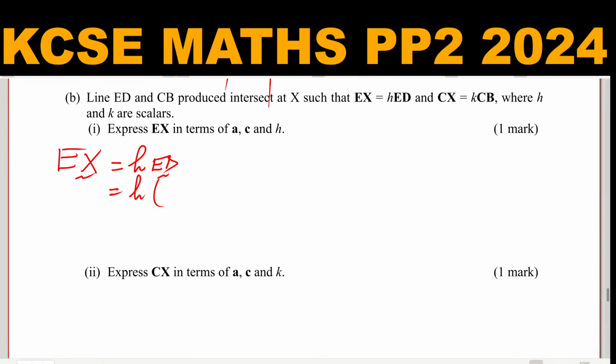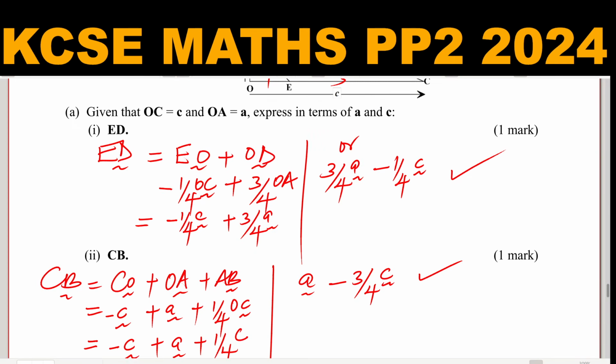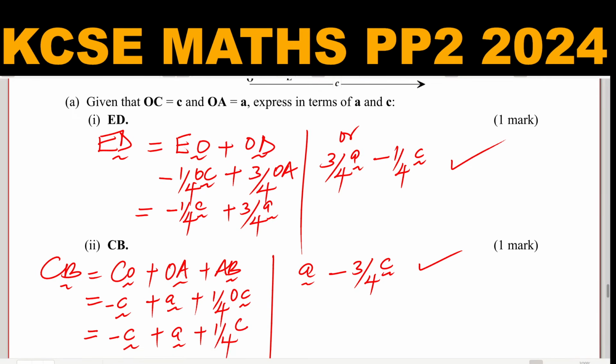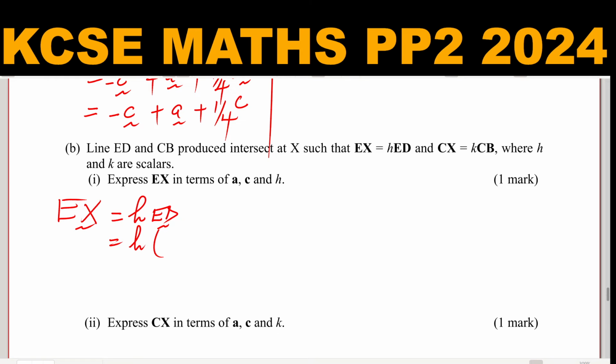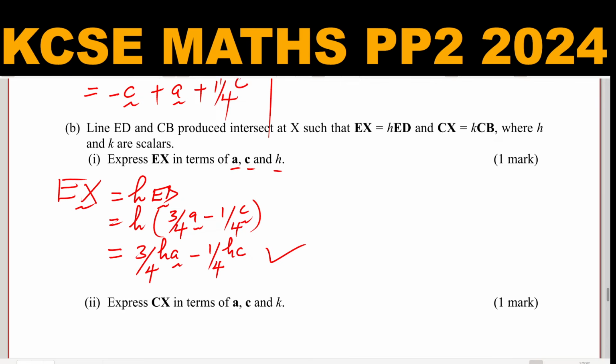This one is simple. Since we have vector ED, you just copy ED. The first part we got is 3/4 A minus 1/4 C. So multiply everything here, opening the brackets, you'll get 3/4 hA minus 1/4 hC. So you can see we have expressed it in terms of A, C, and h. Part 2.